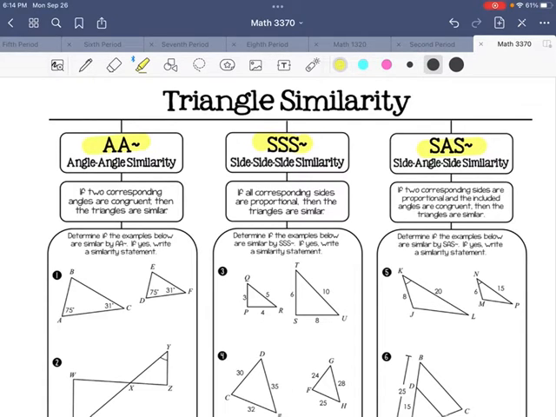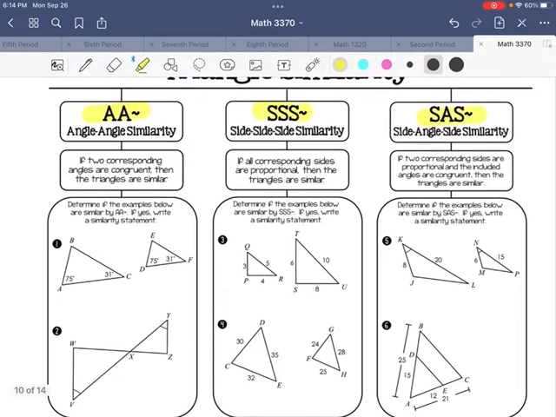Sometimes you'll see it referred to as AAA, but it doesn't really have to be AAA because as long as 2 of them are congruent, that third one has to be congruent. Then we have SSS and SAS, which also play a part in congruent triangles, so it's important to differentiate between the 2. For SSS similarity, this can prove that 2 triangles are similar if all corresponding sides are proportional. And for side-angle-side, you have to have 2 proportional sides and an included angle that is congruent. And so we'll see examples of each one.